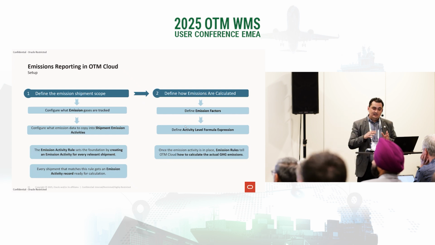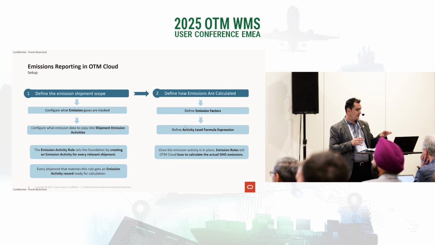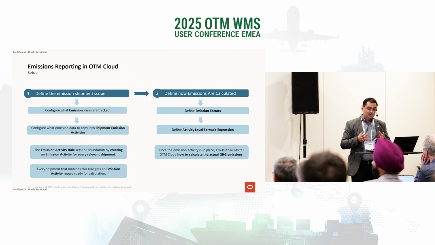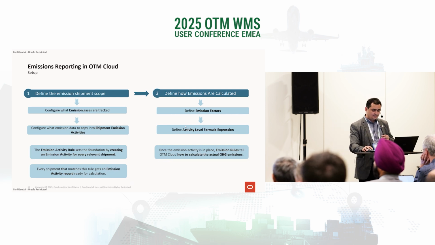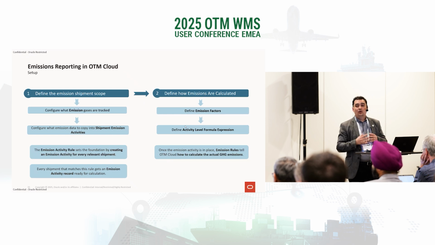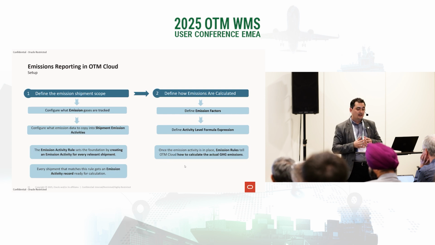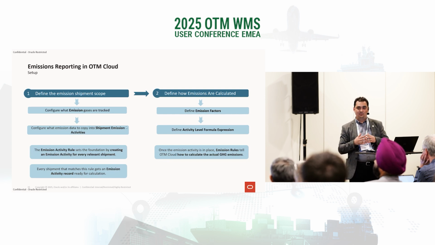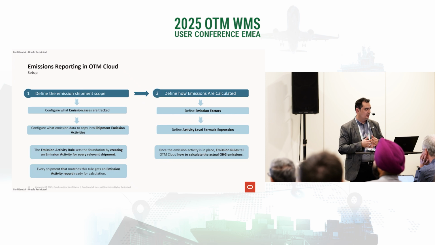And now we are passing to the second step, where against this emission activity that was created in the first step, we need to define how the emissions are calculated. So we need to define those emission factors, like the grid in the GLEC framework with the emission factors. And of course, after we have all the elements copied, and also the emission factors, we need to apply an activity level formula expression, that actually gives OTM the formula to apply in order to compute the emissions.